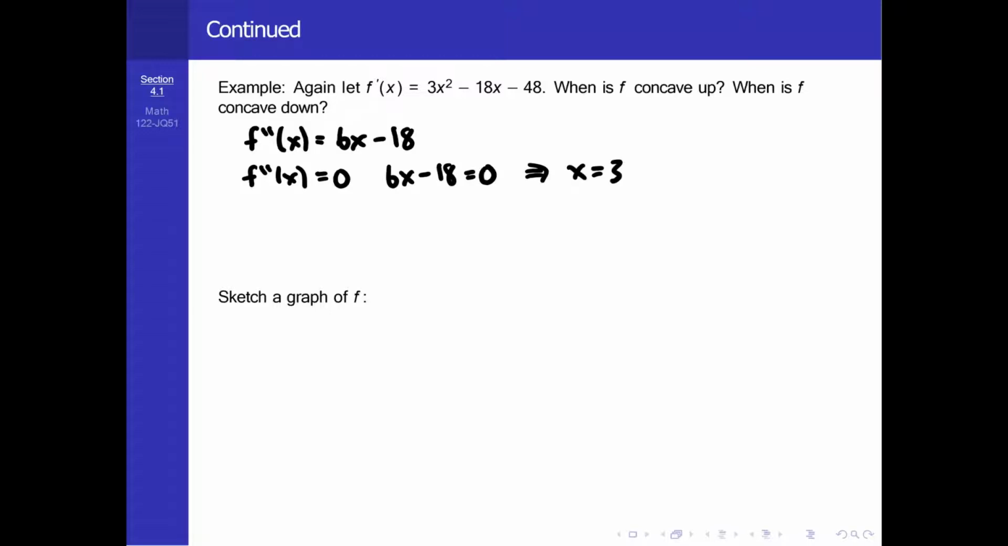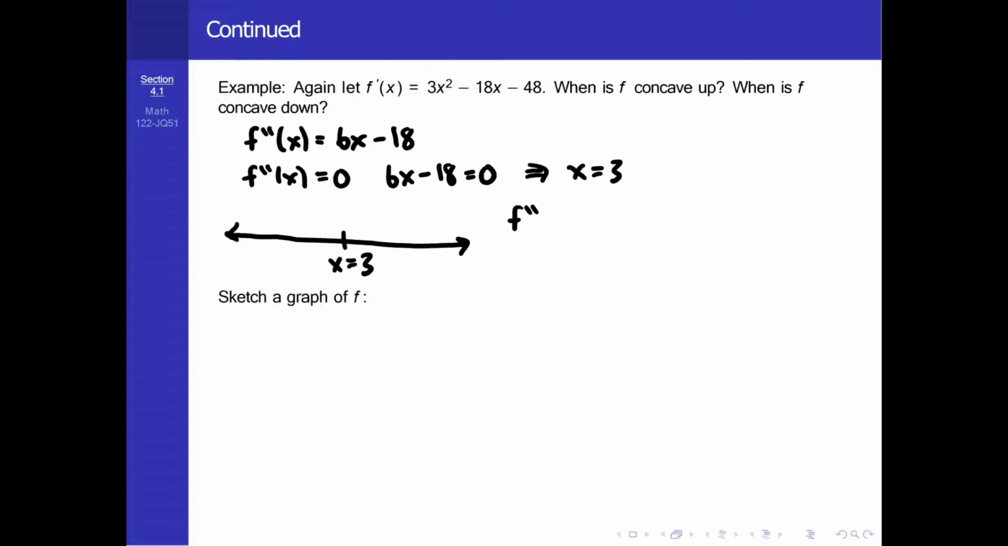And then we're going to play this game with the number line again. So we draw a number line, we take that point x equals 3 and put it on the number line, and now again we make the same observation. If the second derivative is going to change from positive to negative or from negative to positive, it's going to have to be 0 somewhere in between. So we can pick test points to the left of x equals 3 and to the right of x equals 3 to determine if the second derivative is positive or negative on that entire section of the number line.